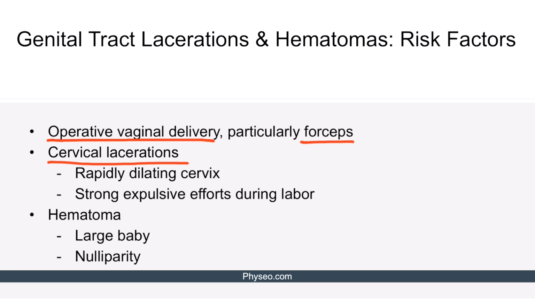Cervical lacerations are a unique type of bleed that can be particularly brisk and dangerous. This may result from a rapidly dilating cervix or strong expulsion efforts during labor. Hematomas are more likely to occur in individuals who give birth to a large baby or those that are nulliparous, meaning this is their first child.